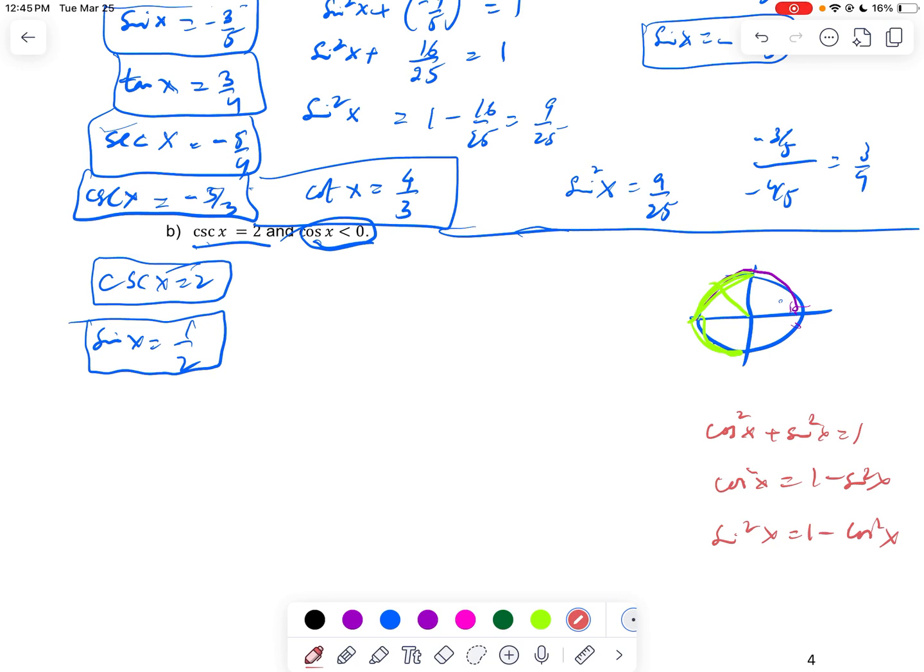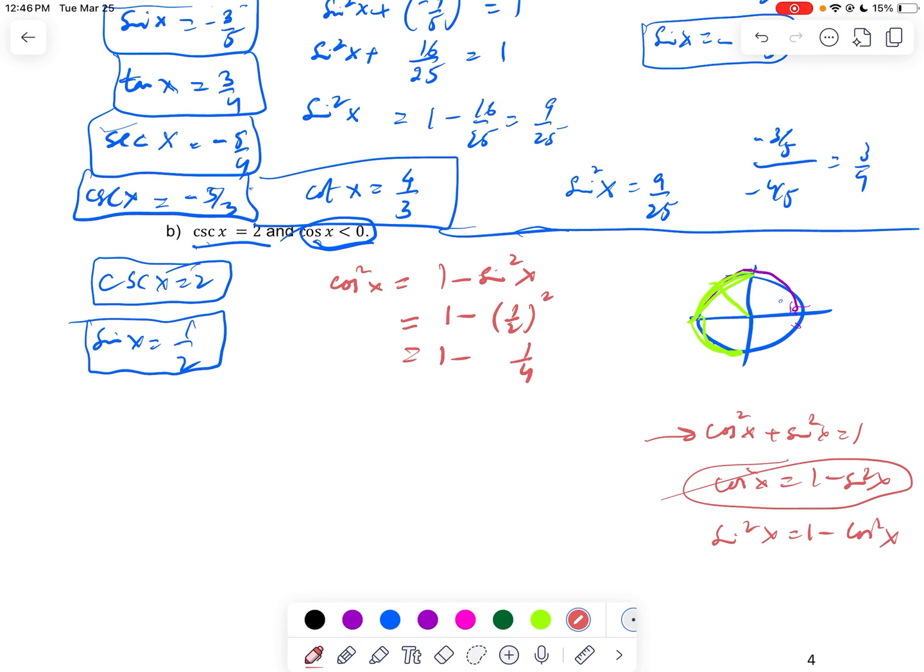Okay, so we can start with this one as we did in the previous example, or because we know we have to find cosine, what do you think? We can use this second form. By using that form, I say cosine square x equals 1 minus sine square x. And so cosine square x will be equal to 1 minus 1/2 whole squared, which is equal to 1 minus 1/4. Taking the common denominator and simplifying, we end up getting 3/4.